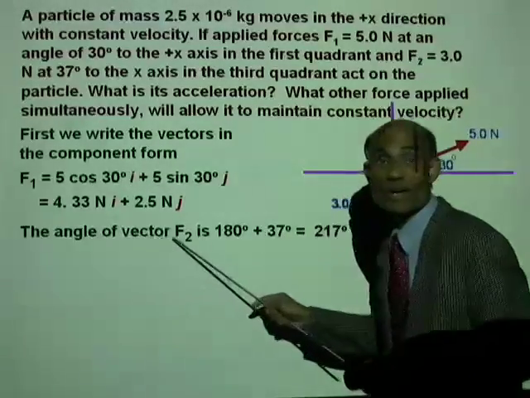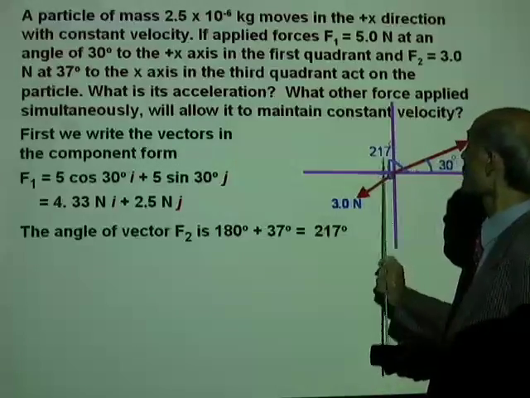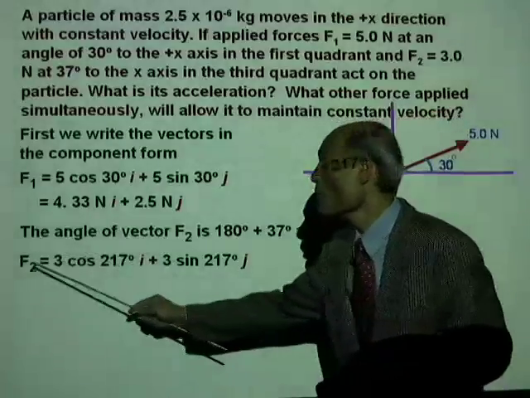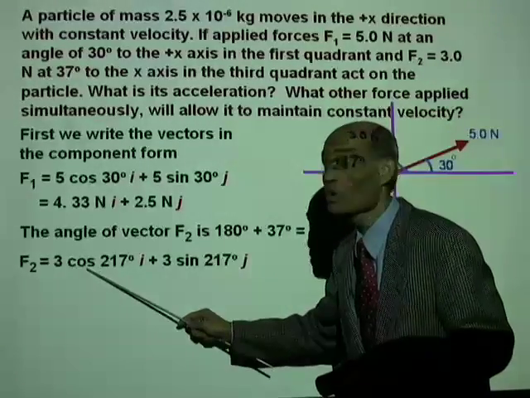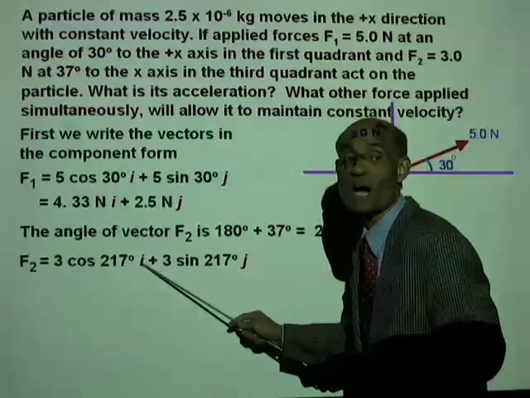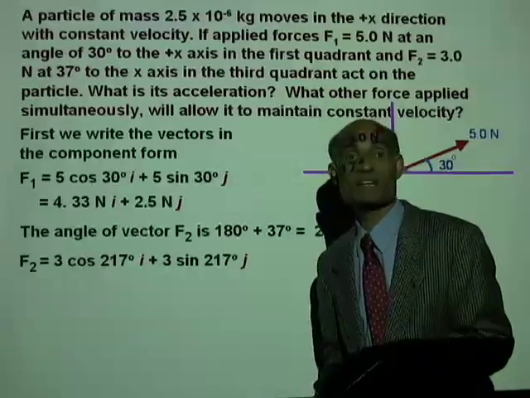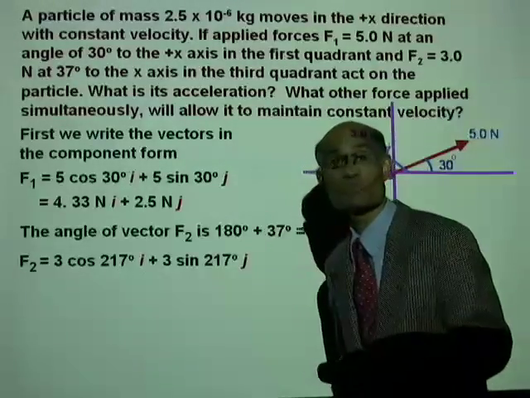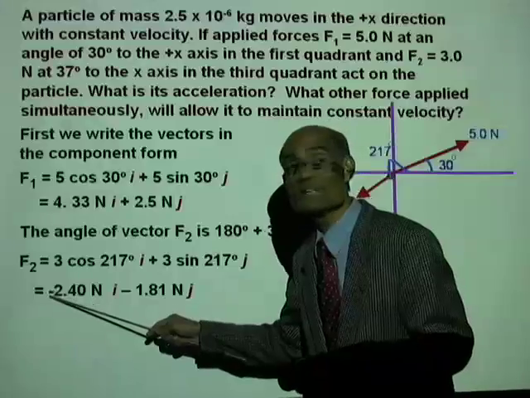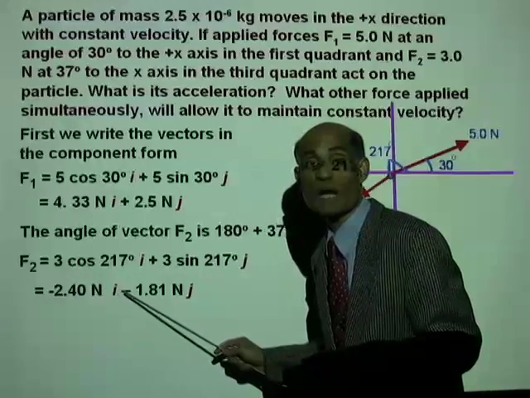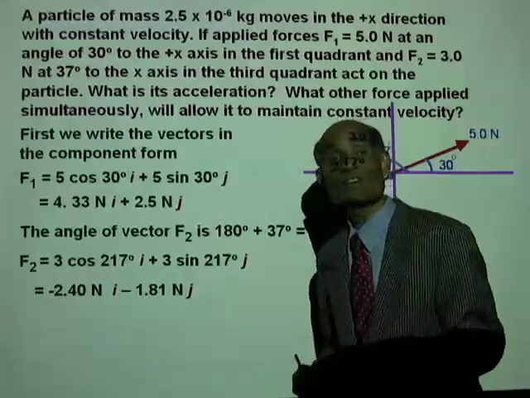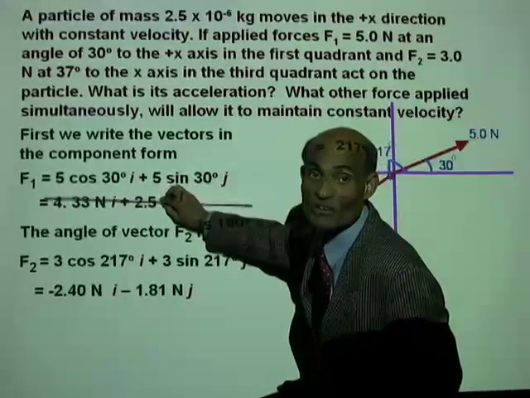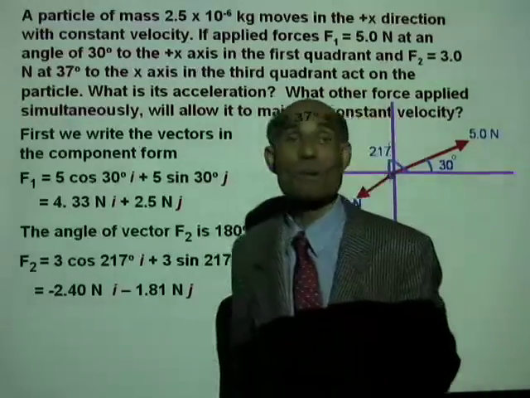Now, the angle F2 makes with the positive x-axis is 217 degrees. Therefore, F2 is 3 cos 217 degrees I plus 3 sine 217 degrees J. And use your calculator to obtain these values. That will be negative 2.4 Newton I minus 1.81 Newton J. You have now identified the x and y components of both the forces.